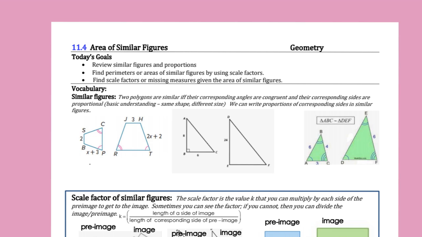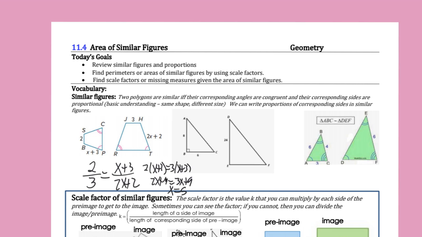And so 2 can go with 3, just like x plus 3 can go with 2x plus 2. Okay, because we've got similar figures, their corresponding sides will be proportional, and so we can write proportions and solve them to find the missing parts. So if you cross multiply, you're going to get 2 times (x plus 2), and that equals 3 times (x plus 3). And if you distribute, you get 2x plus 4 equals 3x plus 9. Solve that, you get x is equal to 5.